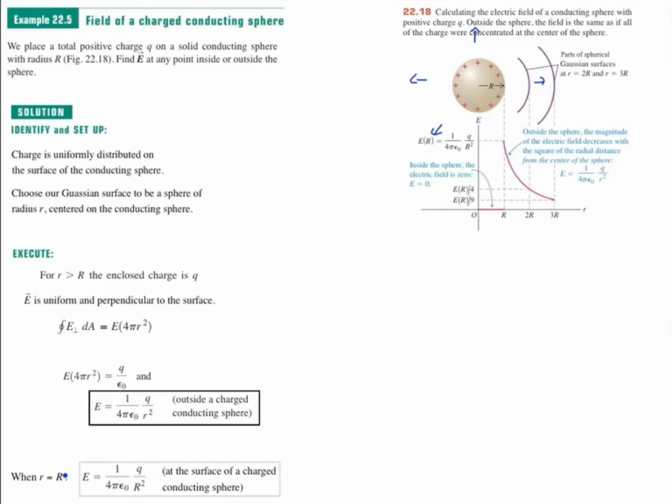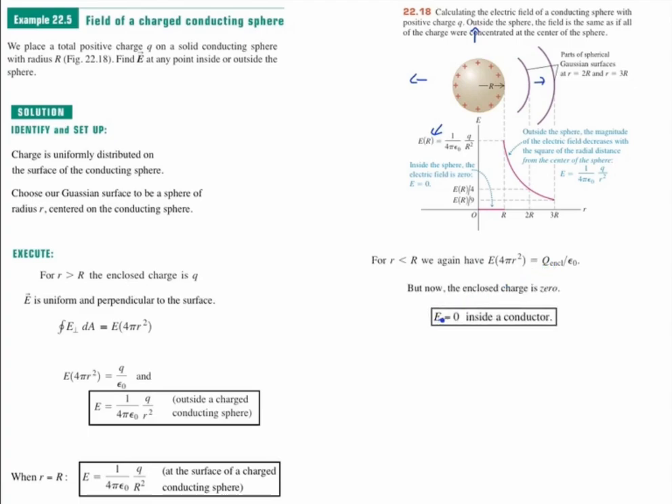When I'm at the surface of the sphere, I get the same expression, but I simply replace lowercase r by the radius of the sphere, uppercase R. For r less than the radius of the conducting sphere, I get the same expression on the left-hand side. Nothing has changed with the symmetry of the electric field, but the enclosed charge now will be 0 because all the charge again is at the surface, and from that I surmise that the electric field inside this conductor is equal to 0.